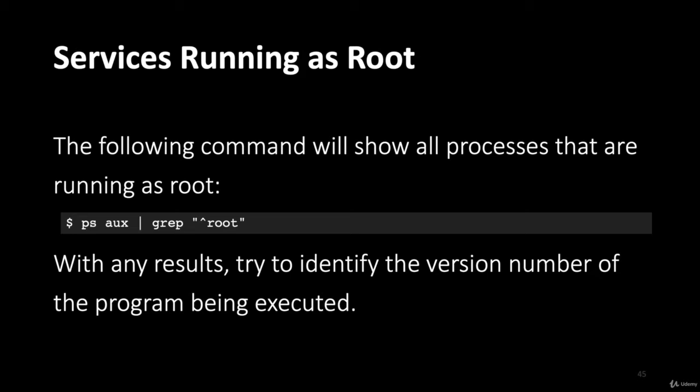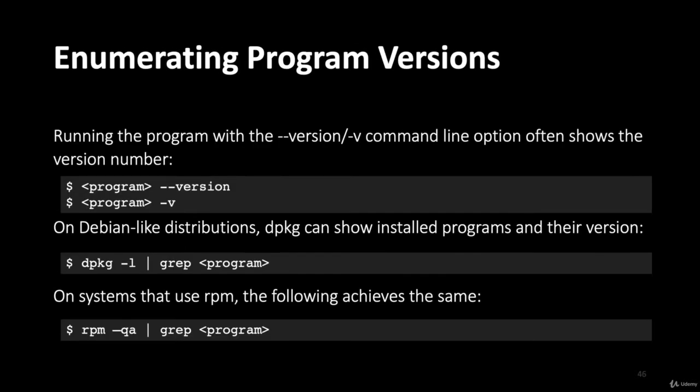The following command will show all processes that are running as root. With any results, try to identify the version number of the program being executed. Running the program with the --version or -v command line option often shows the version number. On Debian-like distributions, dpkg can show installed programs and their version, using the command shown on the screen. On systems that use RPM, the following achieves the same.